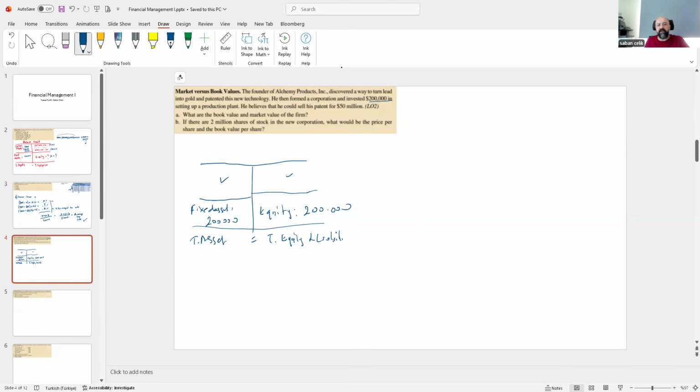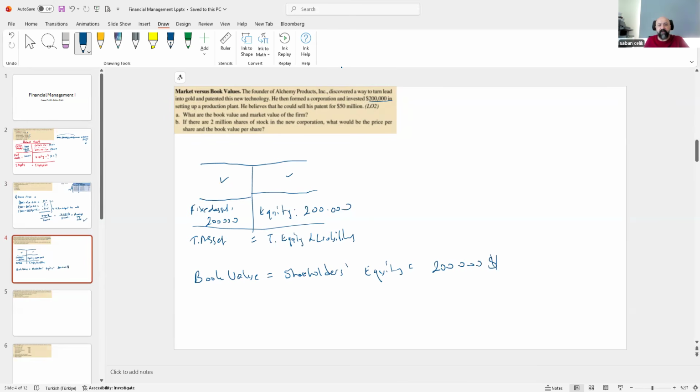So as we learned before, book value of a company is equal to shareholders' equity, which is $200,000.